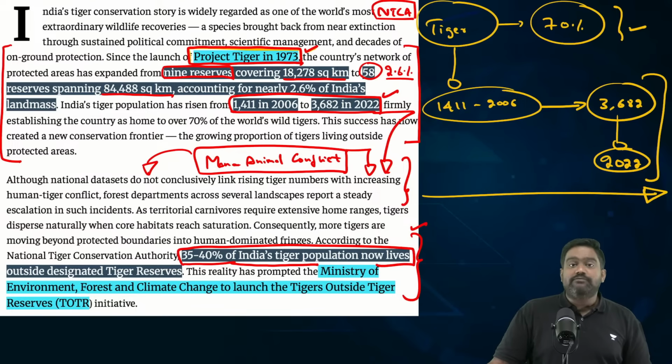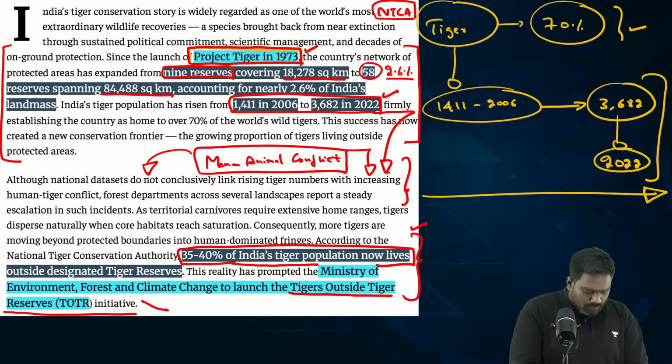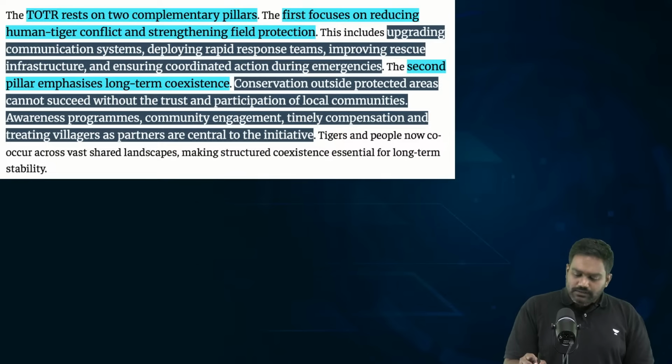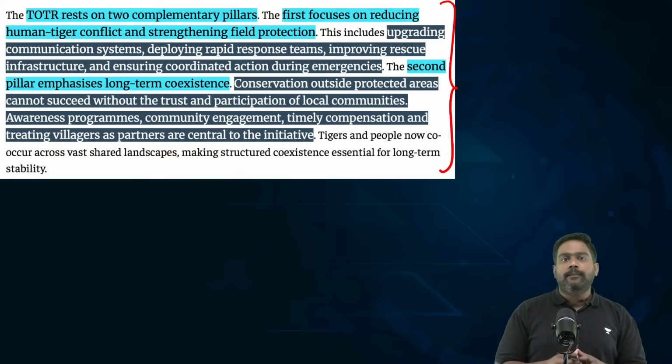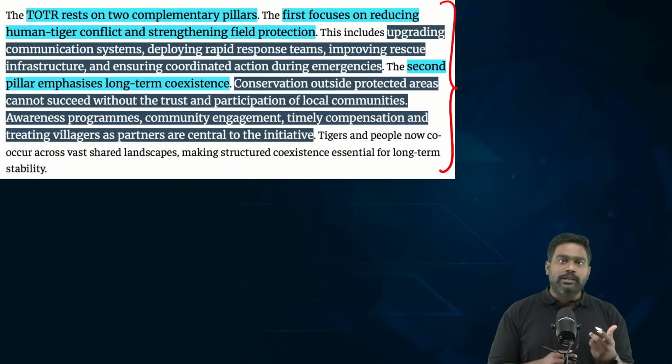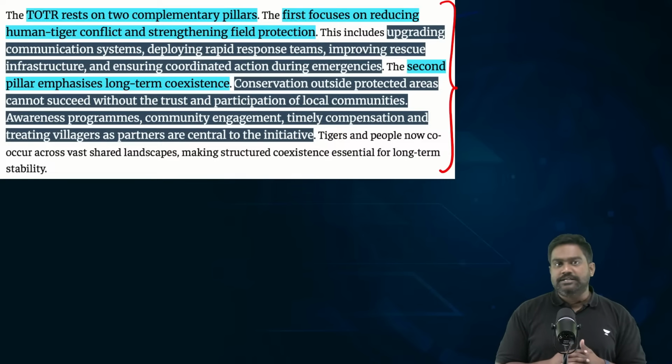So that's why the Environment Ministry has launched a brand new initiative. It's called TOTR, the Tigers Outside Tiger Reserves Initiative. So let's understand what is the design of this program. How does it plan to protect these tigers that are found outside tiger reserves? What is the approach, the model being implemented by the Environment Ministry?